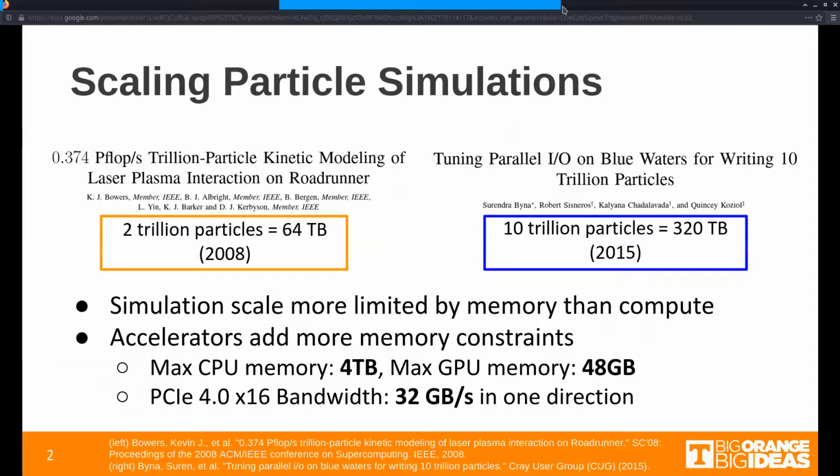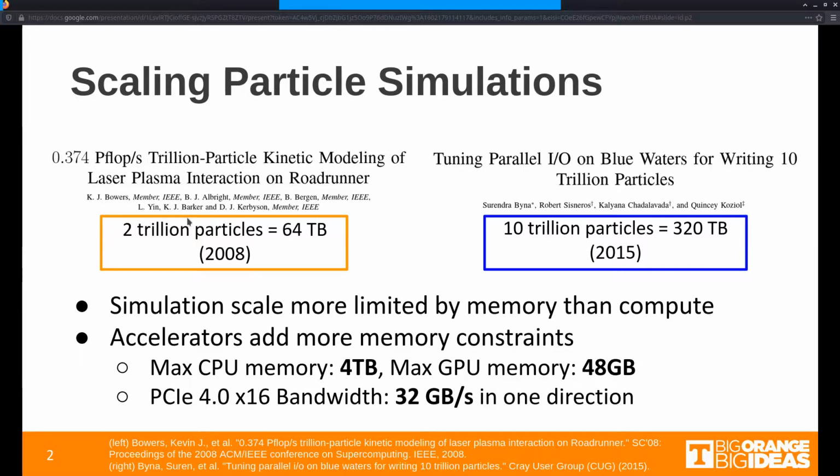Particle simulations are an incredibly important tool for plasma physicists. Simulations allow physicists to explore and verify their experimental results. Particle simulations require vast quantities of particles to accurately model physical phenomena, with some simulations reaching in the order of trillions of particles. Due to the high particle count, simulation scale is more limited by memory capacity than computational capabilities. Accelerator-based systems exacerbate the scaling problem.